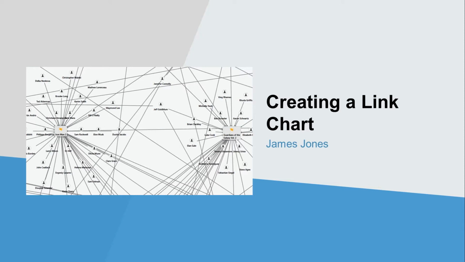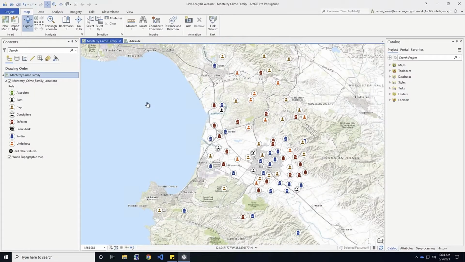Now that you have a better idea of the key concepts, I'm going to hand it over to James, who will walk you through the steps to create a link chart in ArcGIS Pro Intelligence. Hey, thanks, Natalie. So what I'm going to show now is just the different ways that you can go through and create link charts and create the entity types and the relationship types and everything else that is necessary to begin your link analysis project.